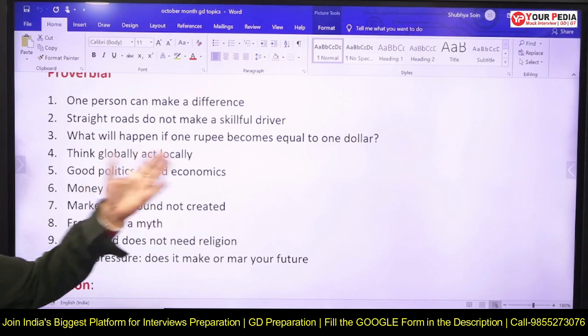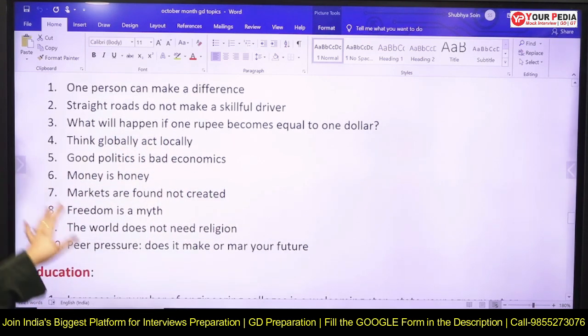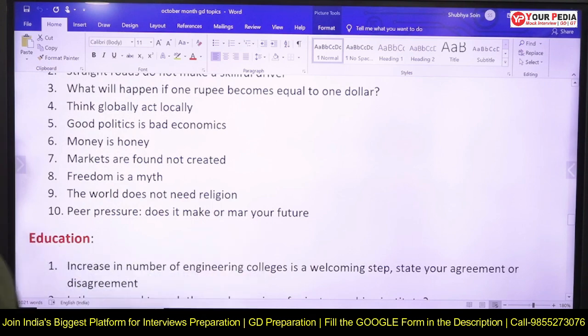Think globally, act locally. Good politics is bad economics. Money is honey. Markets are found, not created. Freedom is a myth. The world does not need religion. Peer pressure, does it make or mar your future?